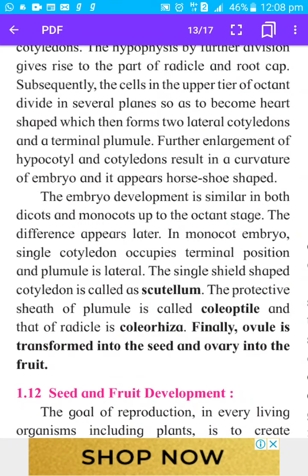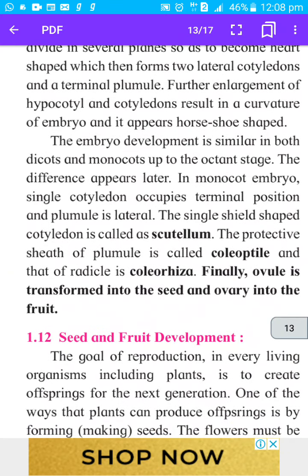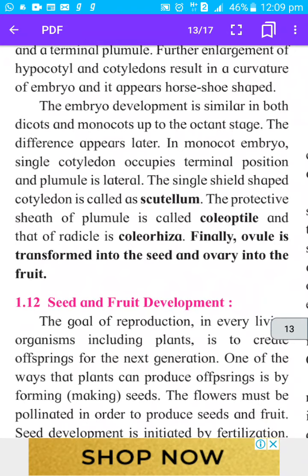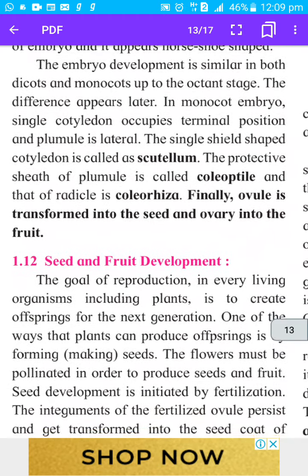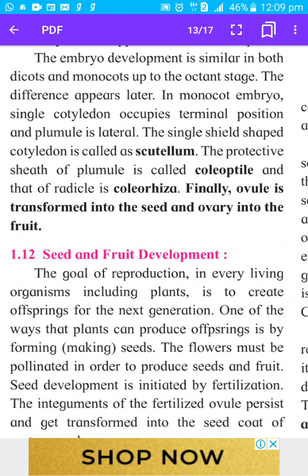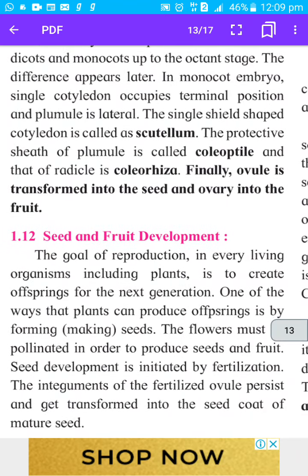Further enlargement of hypocotyl and cotyledons results in the curvature of embryo and it appears horseshoe shaped, which will further develop into the new plant. The embryo development is similar in both dicot and monocot. The difference appears later. In monocot embryo, the single cotyledon occupies terminal position, because in monocot there is only one cotyledon, and the plumule is lateral. Plumule will develop into stem.